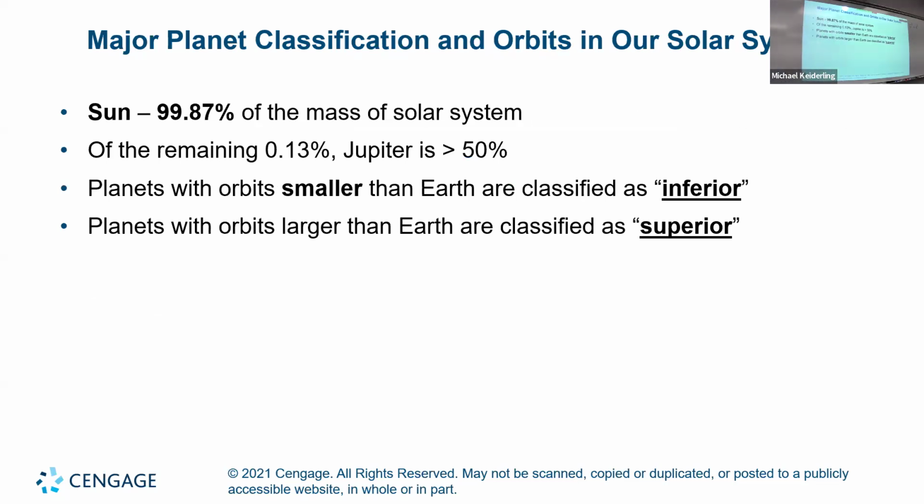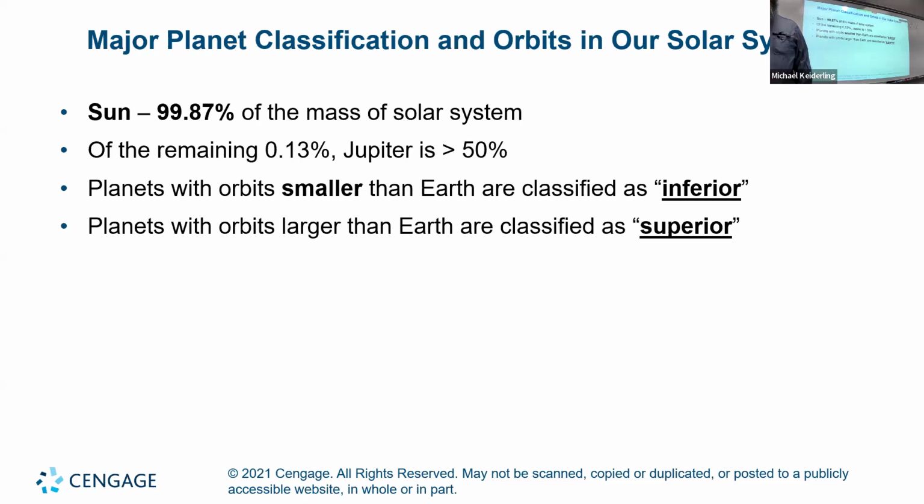So the Sun makes up the vast majority of our solar system, 99.8% of the solar system. Of the remaining 0.13%, Jupiter is about half. It's a little more than half. And Jupiter and Saturn together are over 75%.